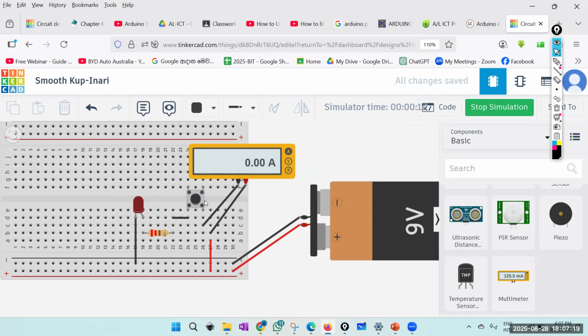But when I push it, the LED bulb will light up because electricity flows, and that electricity goes through my multimeter also. Therefore, you will see there's an amperage. You can see 30.9 milliamperes. And again, it goes to zero. Right, so that is how you use a multimeter to measure the amperage for the current flow.